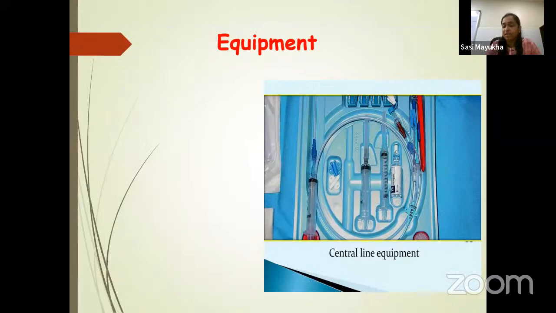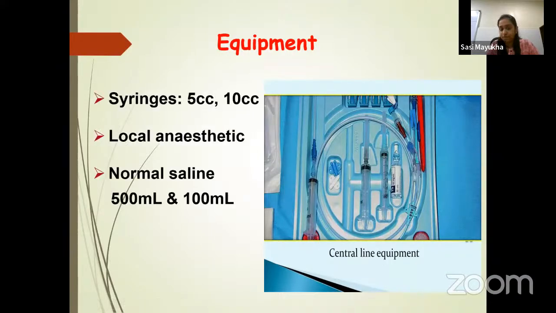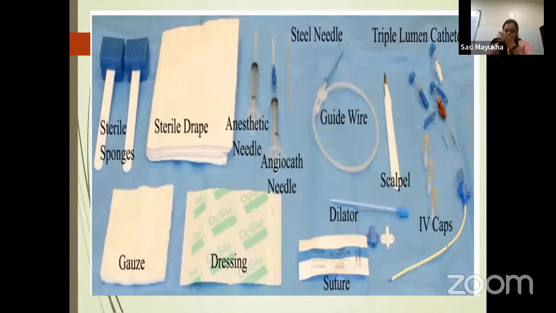This is the central line equipment. I think all of you would have seen this kit, which will be available to us. As you can see in this slide, there is a needle which is required for the venous insertion. This is the guide wire. This is the scalpel which is required. And here you can see there are 3 lumens. This is a central line catheter with 3 lumens. There will be two 16 gauge and one 18 gauge for IV fluids or blood transfusions. And this is the dilator which will be used for dilatation.